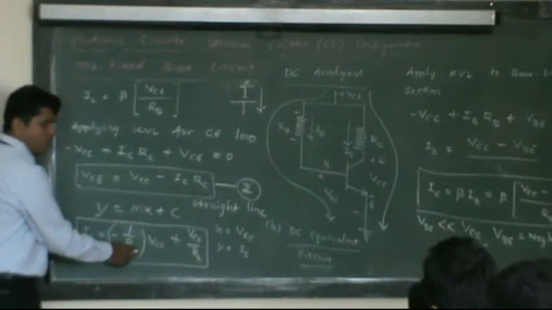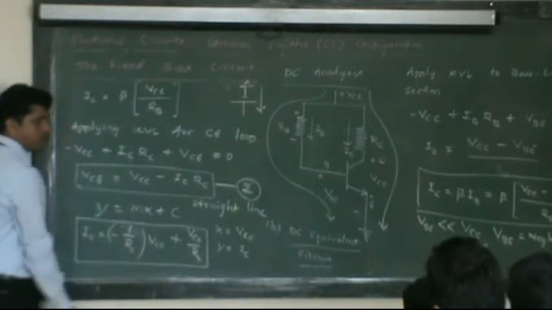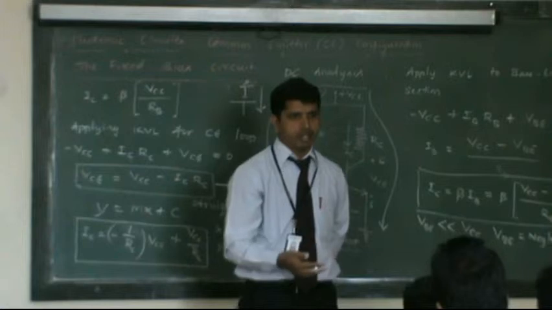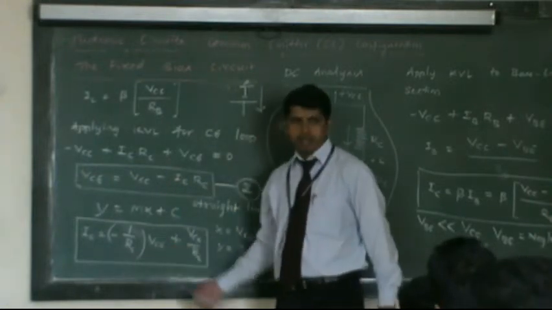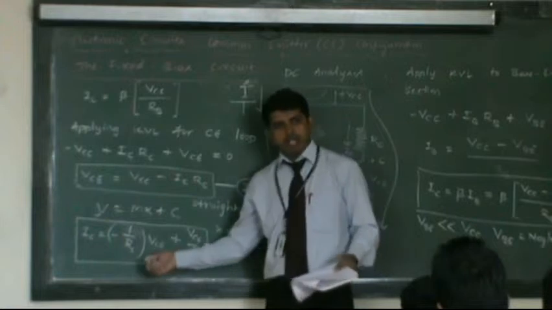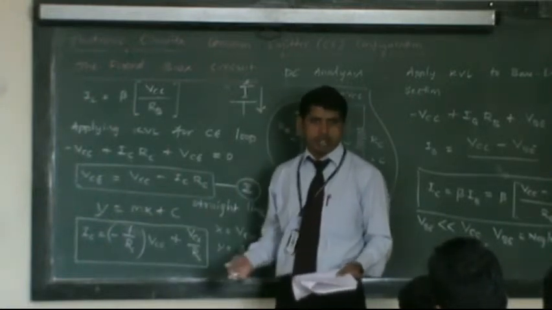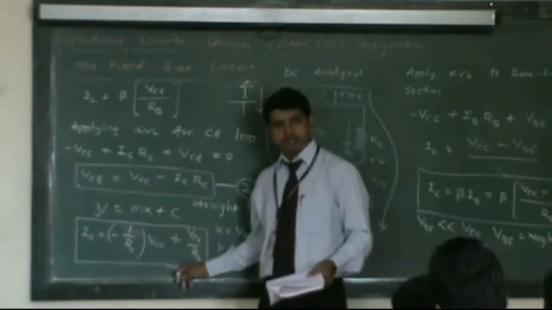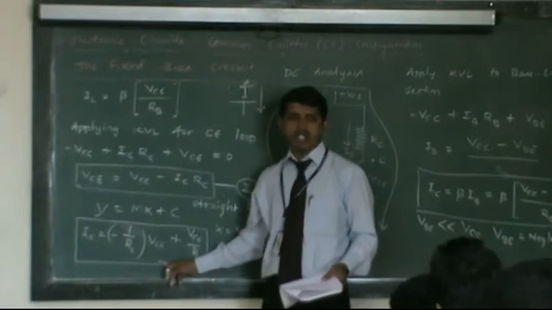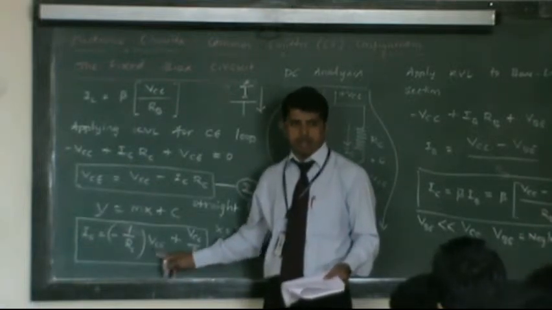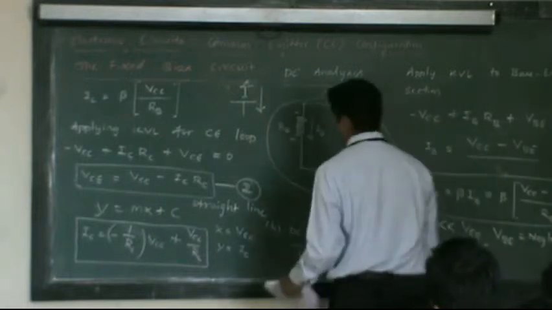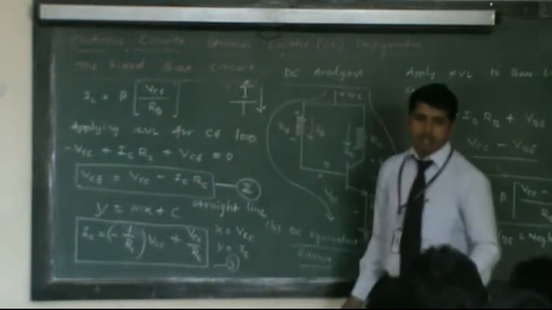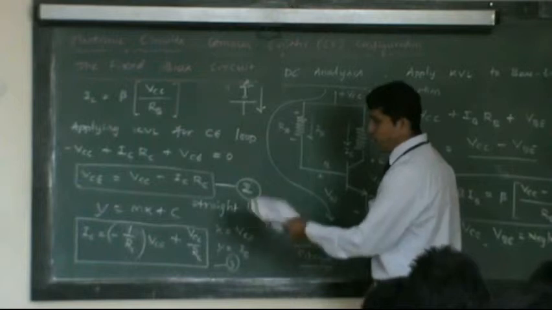Can we find out two points from this line? How do you plot a straight line first of all? We need two coordinates, right? We need an x coordinate and a y coordinate. How do you find those two coordinates from this? The first time you make x as 0 and find the y coordinate. Next time you make y as 0 and find the x coordinate. Can you go ahead with that? Because we need to plot this straight line on the common emitter characteristics. So go ahead with this. You can call this equation number 3, the modified equation of 2. Try to obtain the two coordinates.